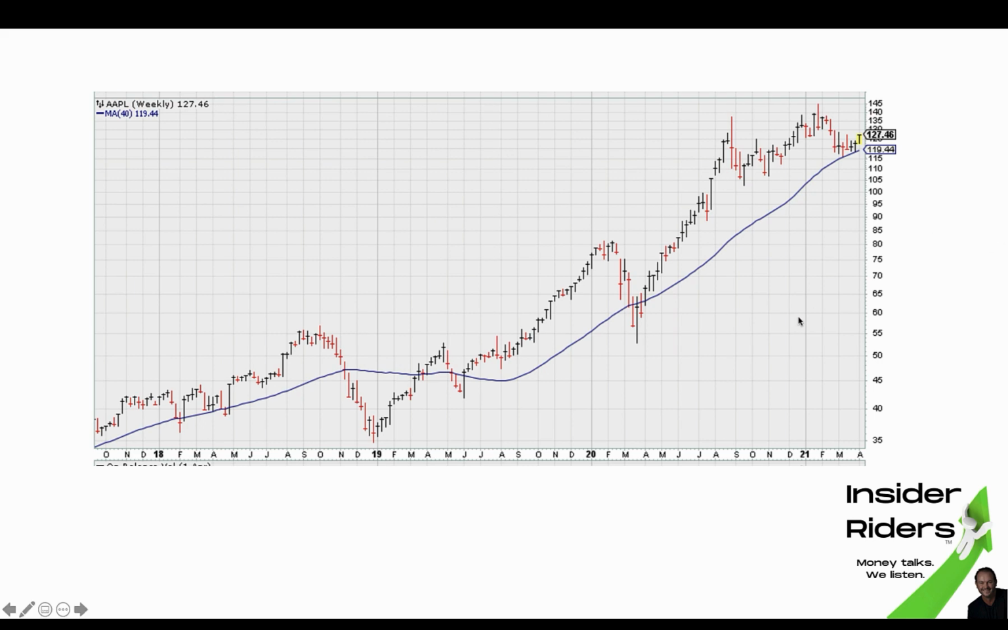There it is, as we can see with this Apple chart. Let's say you're in Apple right now and you're looking at it right here. Well, we can say, great, the price is above it and the average is pointing up. That's great. This stock is in a healthy condition.